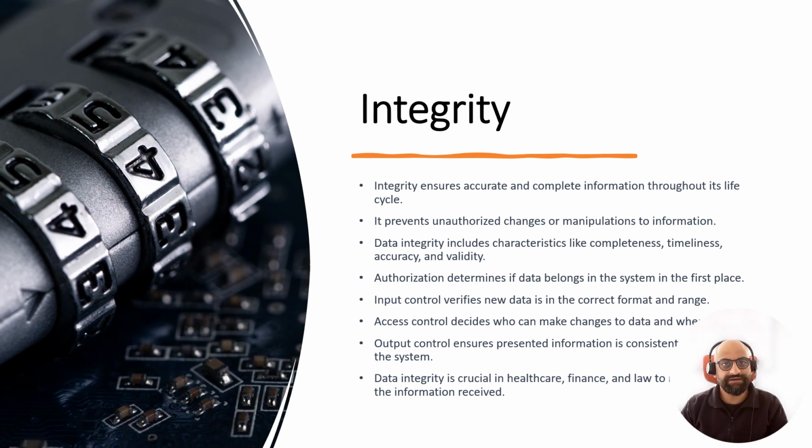To achieve data integrity, it is important to have certain characteristics such as completeness, timeliness, accuracy, and validity. This means that the information is whole, up to date, correct, and relevant. There are several measures that can be taken to ensure data integrity. Authorization is a key factor that determines whether data should even be in the system in the first place.